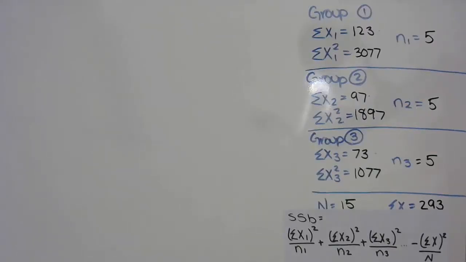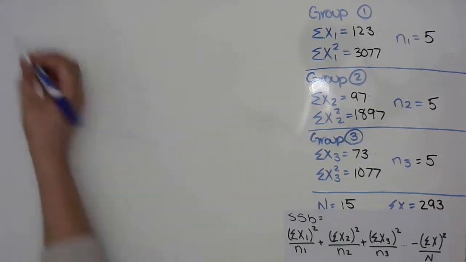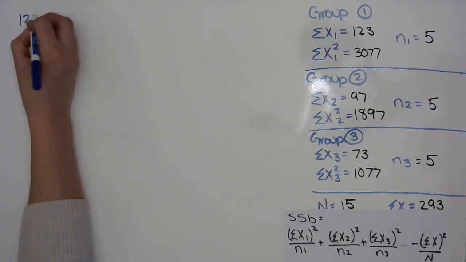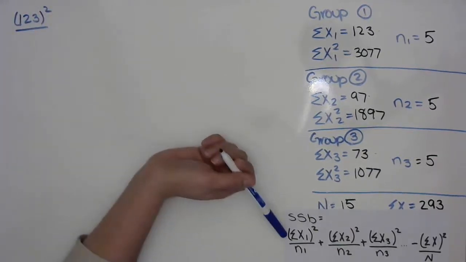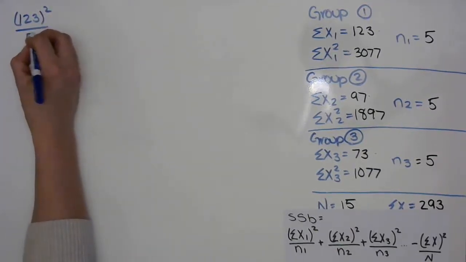Next, let's solve for the sum of squares between groups. We're going to do exactly what we did before and just plug our values into the formula. Let's start out with our sum of raw scores for group number 1. That is this value here, 123. That's going to be squared and over our n value for that group, which is 5.